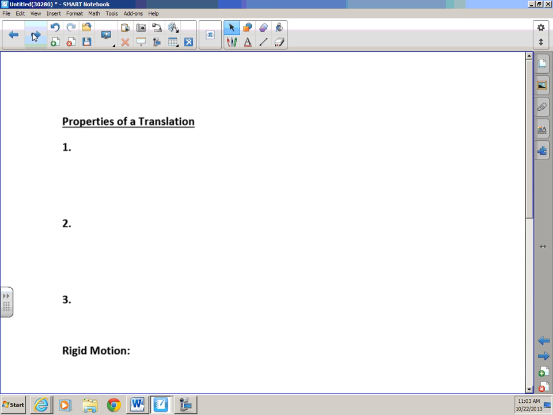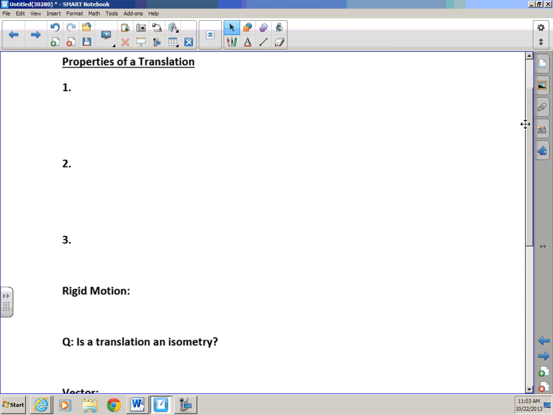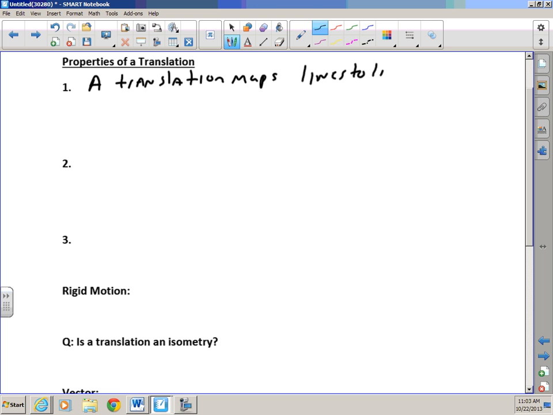So, what are my properties of a translation? There are 3 of them. A translation maps, meaning coordinates from one to the other, lines to lines, segments to segments, and points to points. Meaning it just matches up all of the corresponding pieces.